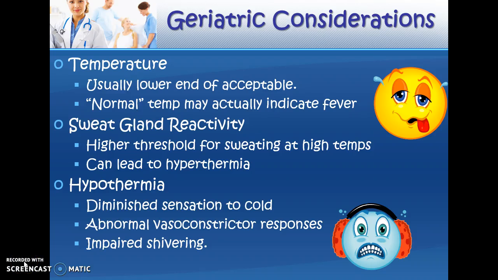So, as we were saying, we were on geriatric considerations, and temperature is usually lower end of acceptable for geriatric patients. A temperature that is considered within the normal range may reflect a fever for an older adult, so we may see a lower temperature that indicates a fever for a geriatric patient. They also have a higher threshold for sweating at high temperatures, so this can lead to hyperthermia. They may not sweat even when they're very hot.